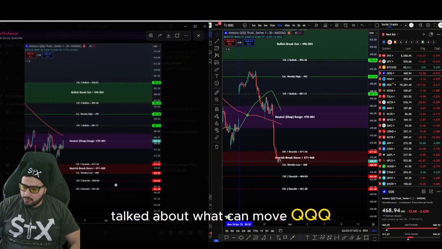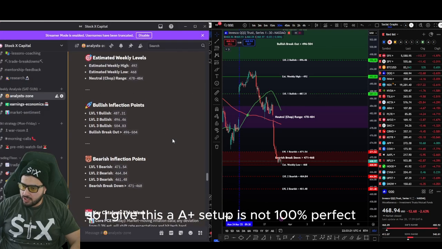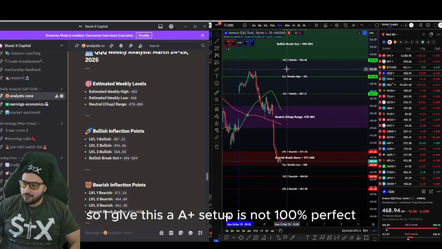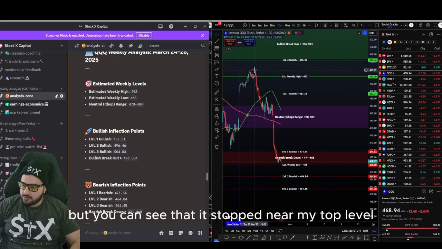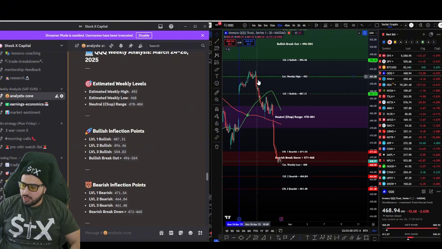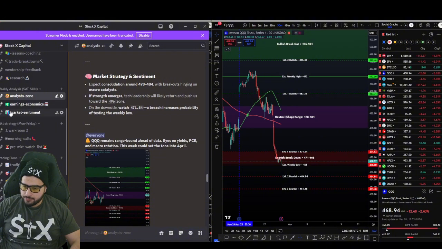So you can see that the levels are very accurate. We talked about what can move QQQ. You see the numbers all there. So I give this a plus setup. It's not 100% perfect, it's off by a couple of points, but you can see that it stopped near my top level and ended up near my bottom level on QQQ.